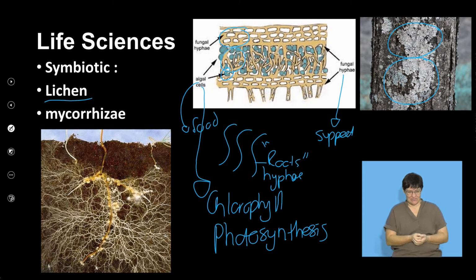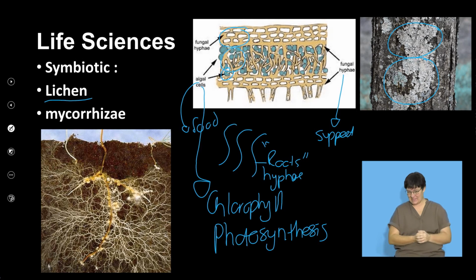And lichen are really good pollution indicators. If an area has got dirty and lots of pollution, lichen don't really grow there. If an area has got lots of oxygen and the air is clean, you're going to see a lot of lichen. I want you to go out and see if you can find some lichen. Go and look on rocks, go and look on trees, and see if you can find it.